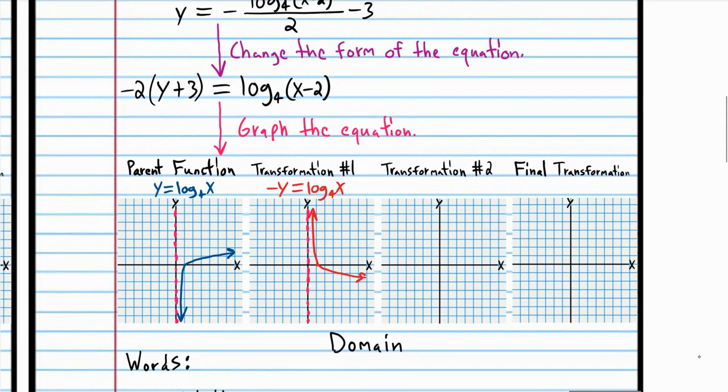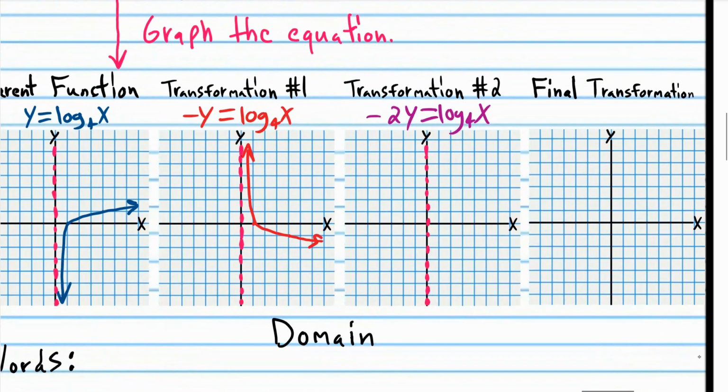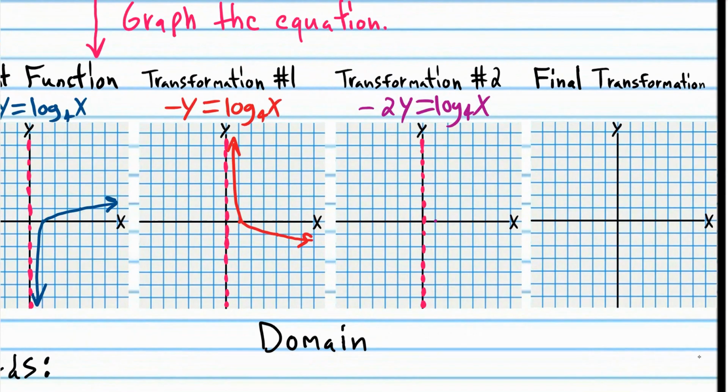And then I'm going to dilate, so I'm going to replace y with 2y. That's not going to change the vertical asymptote, but all the y values of the points are going to be divided by 2. That doesn't affect this point because the y value is 0. But this point, the y value is now going to be -1/2. So that is a vertical compression.